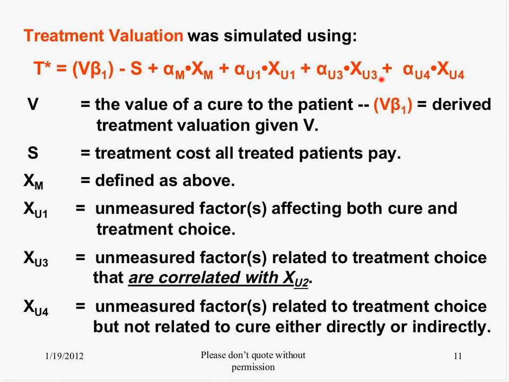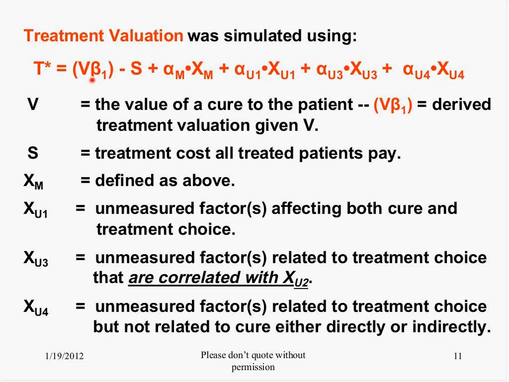So now for what we're going to do in this study, the simulation part of this is the biggest thing that we were mainly focusing on. But we wanted to tell you where the treatment valuation comes from. So for a patient in our simulation model, we simulated this thing called T star, which some people can call a variable representing treatment valuation. And in our simulation, our simulated patients' treatment valuations would vary with their values of XM, XU1. Now we've got XU3 and XU4 here, which are defined below.